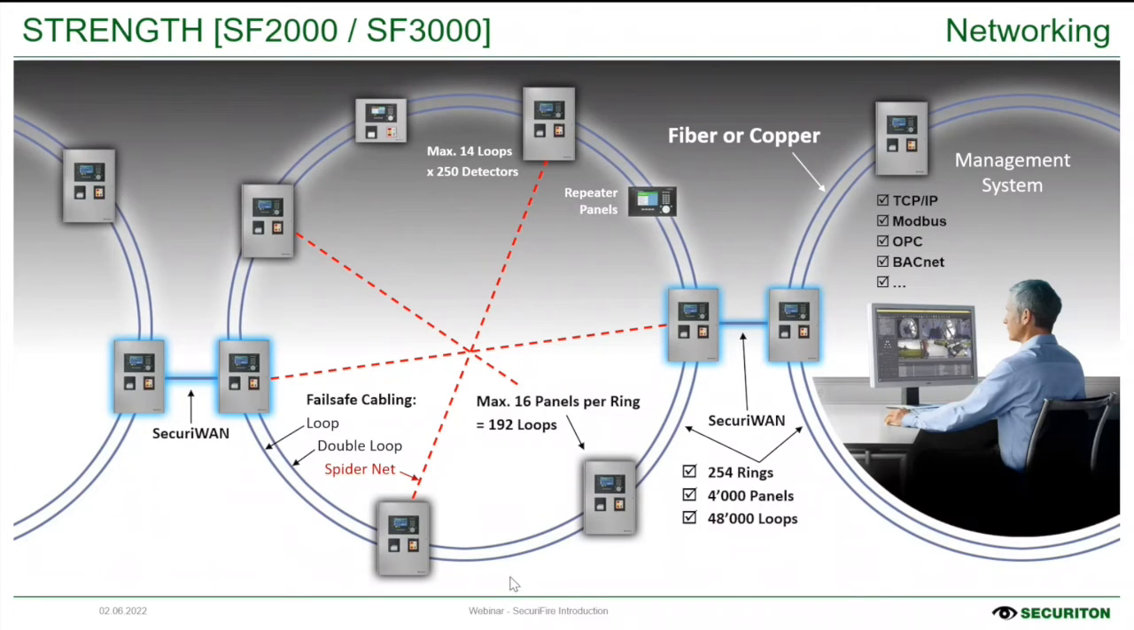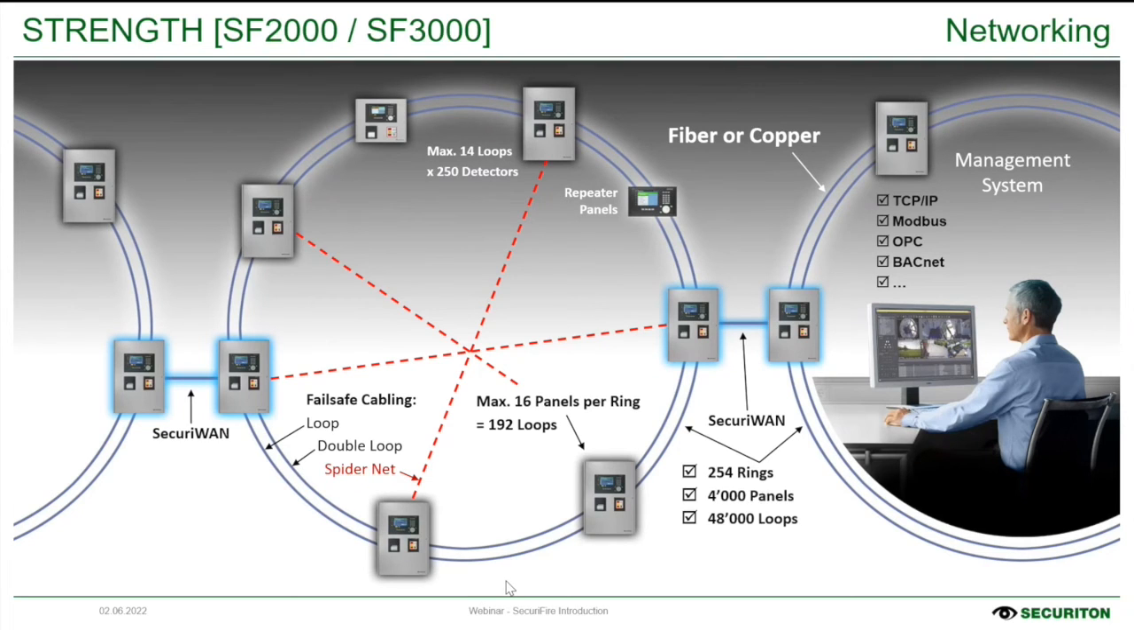A bit on networking. We now have the possibility to network Securifire panels in a bigger system, which means that if we build a network, it becomes one system. We have two different versions of a network. One is called SecuriLAN, with up to 32 participants on the loop, but not more than 16 panels. That means 16 panels and additionally 16 external main indication control panels in one network. You see there is a maximum of 16 panels per loop, per ring, and then a possibility of over 192 loops in one SecuriLAN.